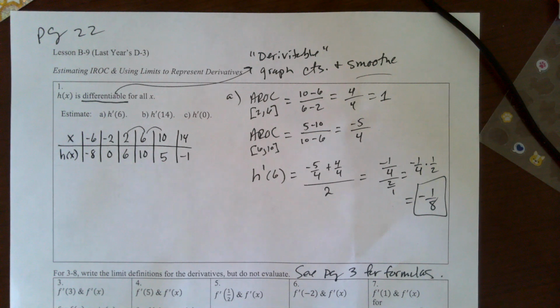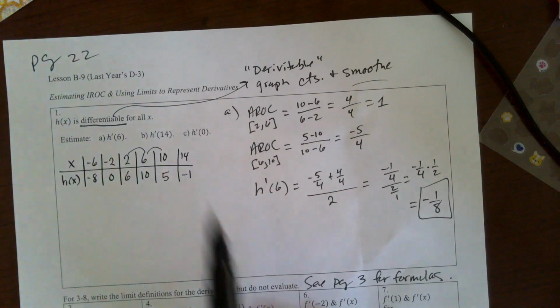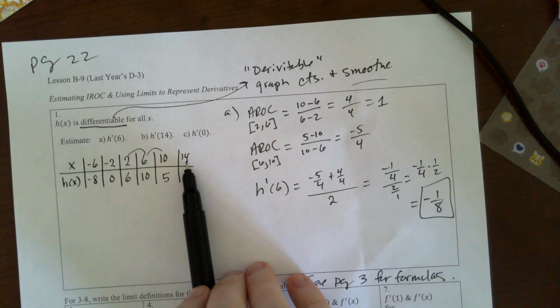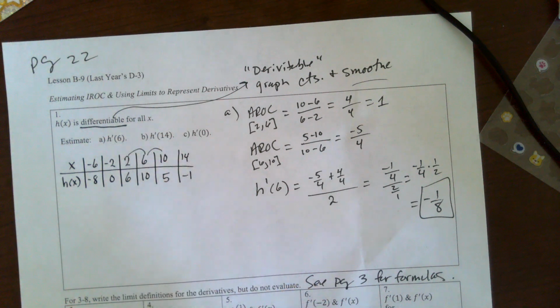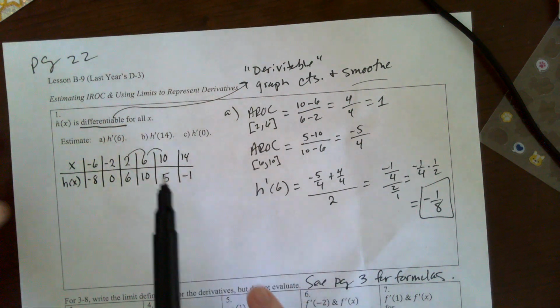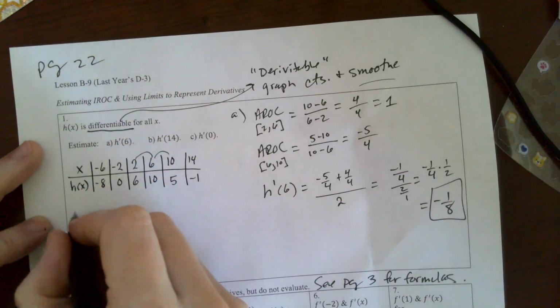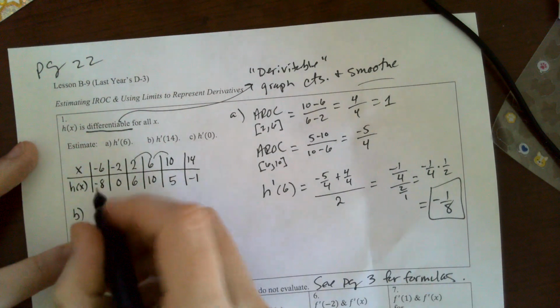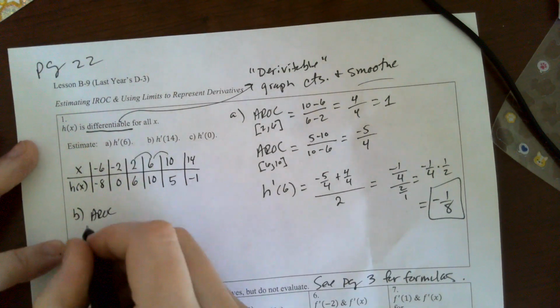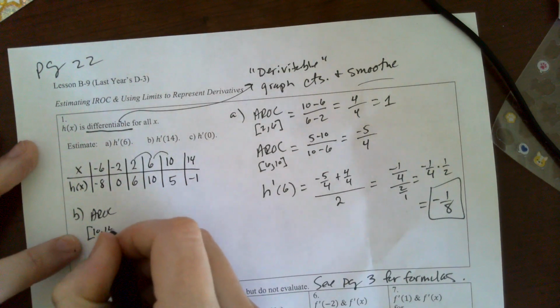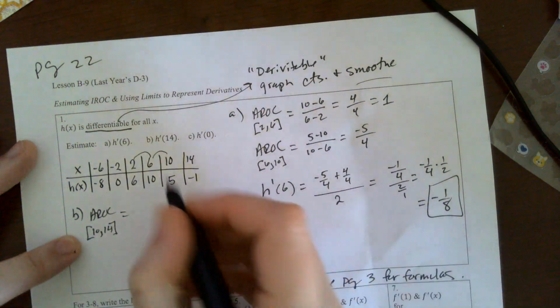Now for B, 14 is an endpoint. So it's not like we are showing points to the left and right of 14. So we only have one AROC to choose from. This is part B, and we're going to do the AROC from 10 to 14.